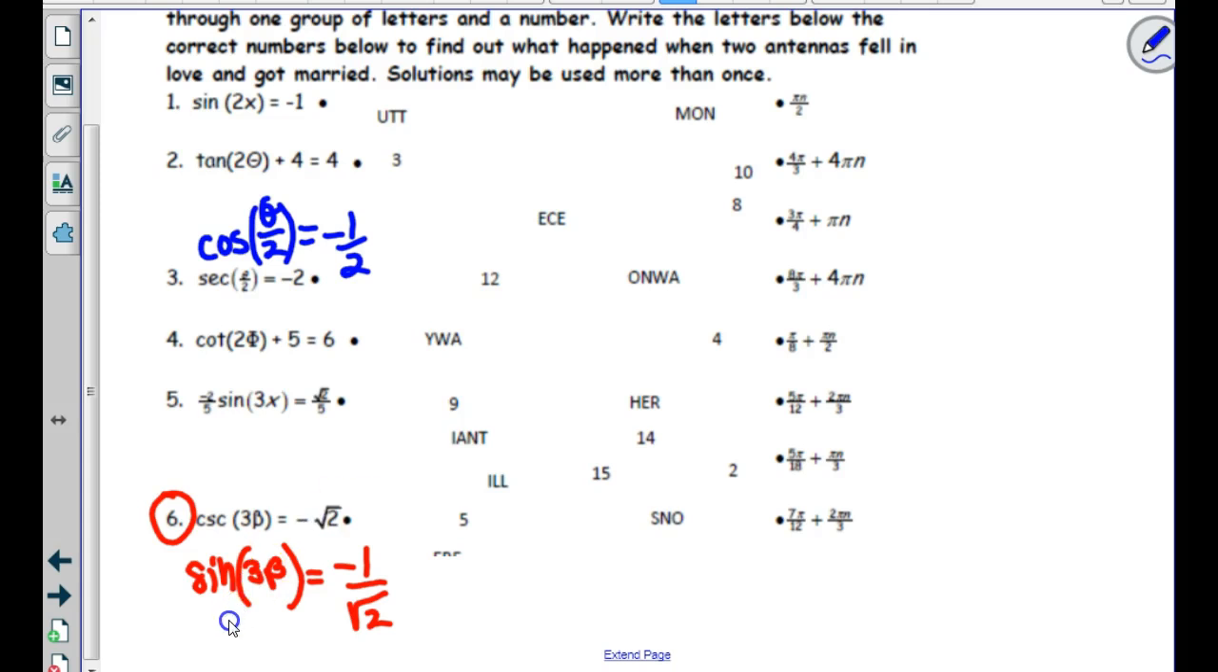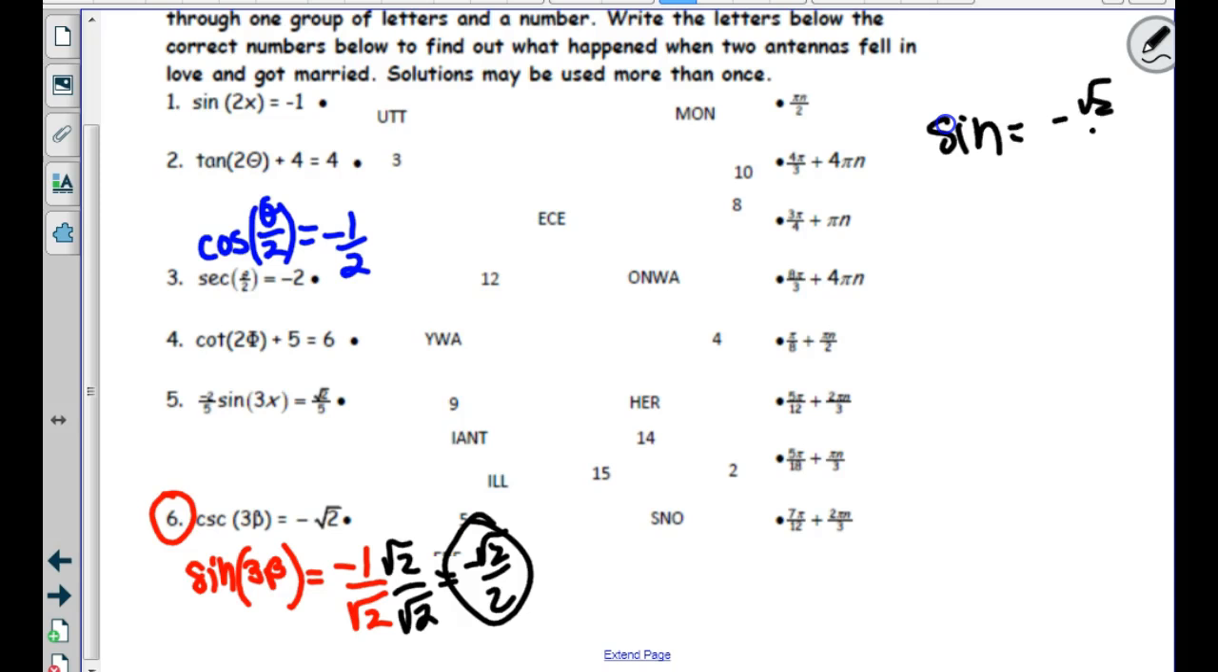All right, now down here on number 6, the sine is supposed to be this. Well, if we rationalize that, we're looking for a sine value that's negative square root of 2 over 2. So where is the sine negative square root of 2 over 2? And those would be plus or minus 2 pi n.